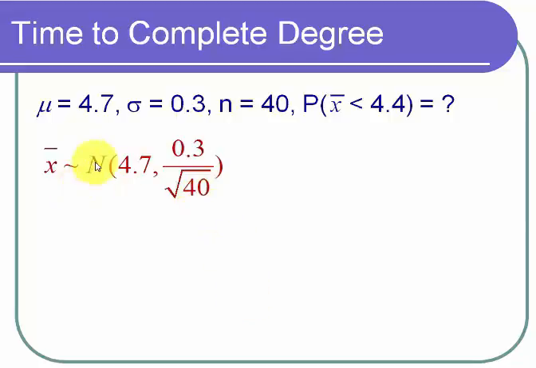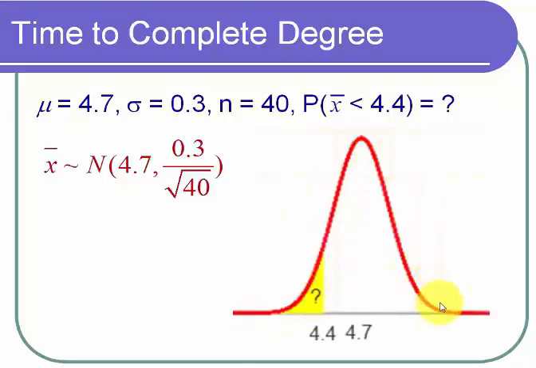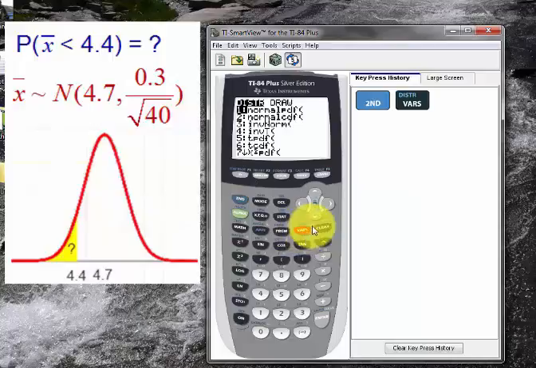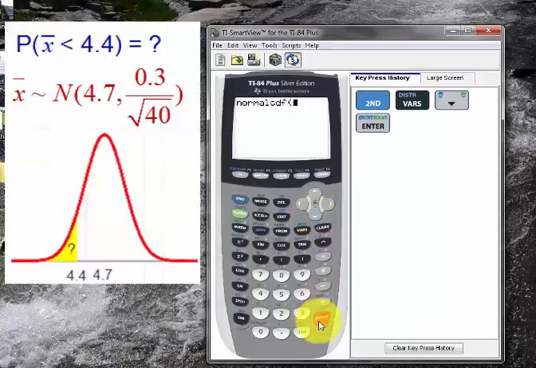Because it's normally distributed, we could draw this beautiful picture of a normal curve whose mean is 4.7 and find out the area to the left of 4.4. And we know how to do that using our calculator. So now let's go to our calculator. So here's our calculator. We have a normal distribution. So I can go to second distribution, and I can go to normal CDF and hit enter. We wanted to find out the probability that x bar is less than 4.4.